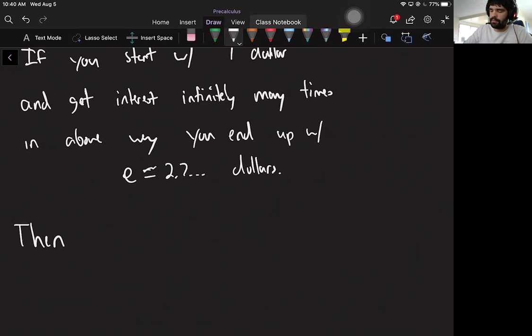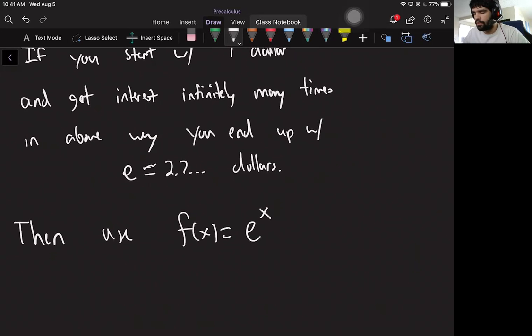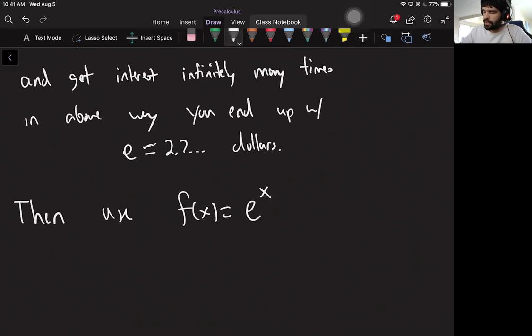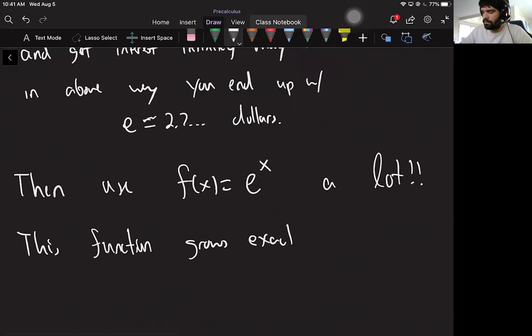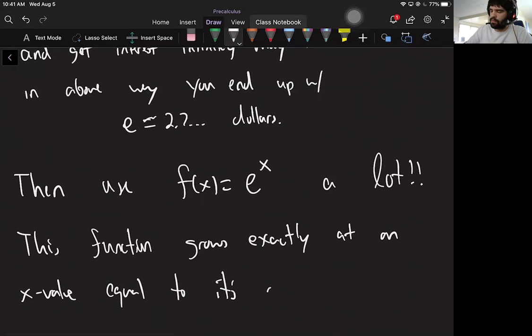And then what people do is they use it for a function. So they say e to the x. So we've done exponential functions like this before, but with whole numbers like 3, 4, 5, 2, or whatever in place of e, and we use it a lot. And the idea is that this function grows exactly at any x value equal to its own value.